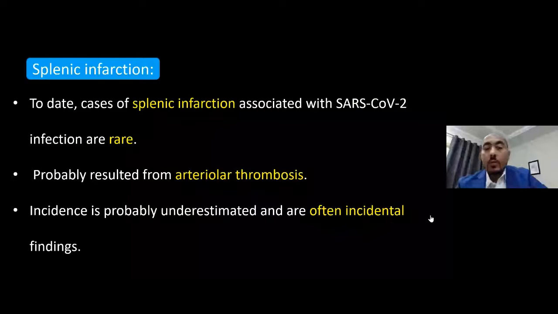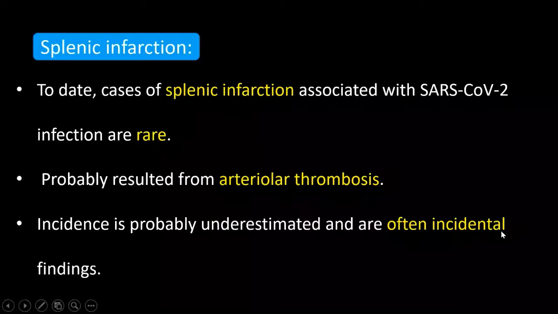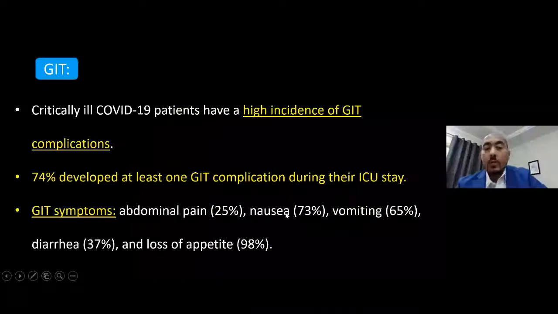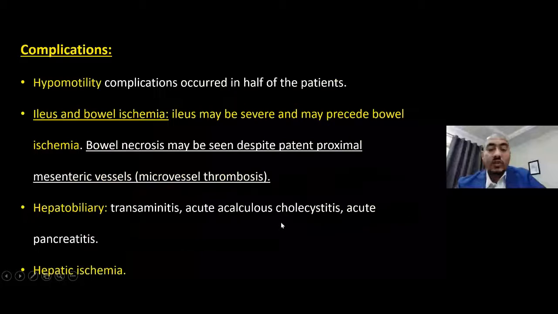Regarding the GIT, critically ill patients have a higher incidence of GIT complications. About 3/4 of patients developed at least one GIT complication during their ICU stay. GIT symptoms include pain, nausea, vomiting, diarrhea, and most importantly loss of appetite. The complications also include hypomotility, which occurred in about 50% of patients.